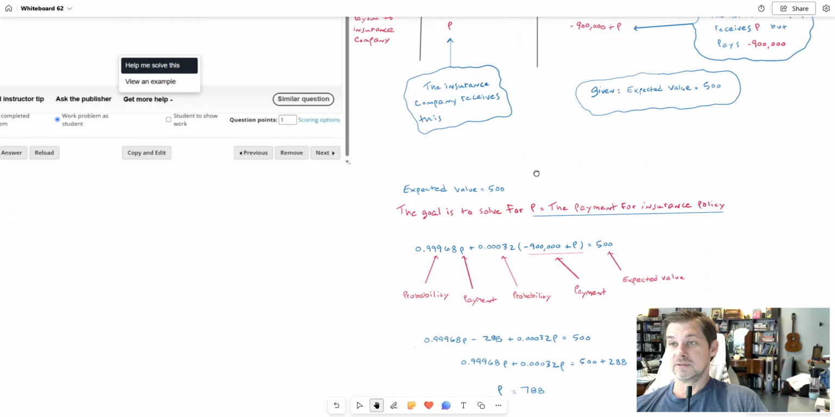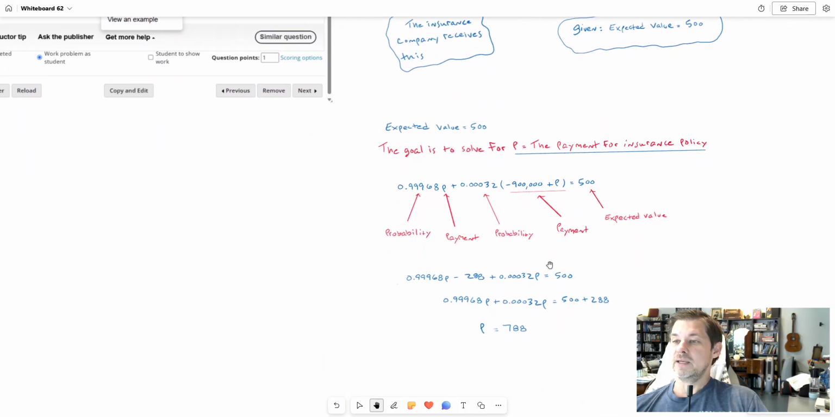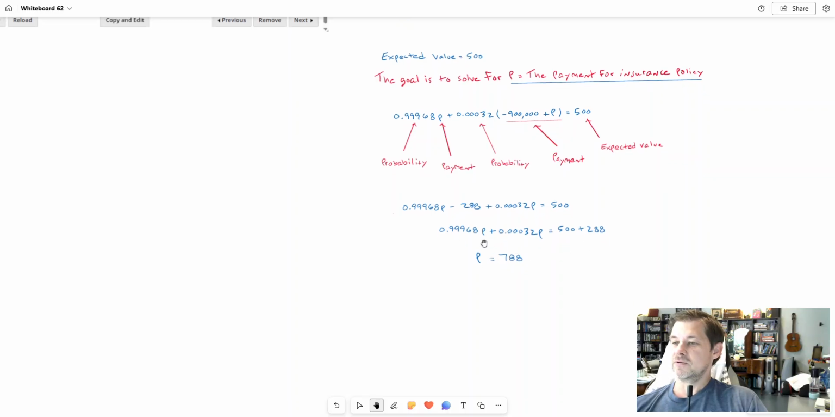The goal is to find out how much the person should pay to be insured. Then I can multiply through both numbers in the parentheses by 0.00032. If I do that, I'll get 288 minus 0.00032p. Okay, I'll move this 288 over there with the 500. It'll look like that. These two will always add to 1 in this type of problem. And there you get $788.